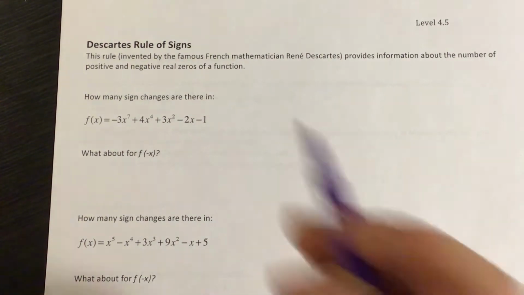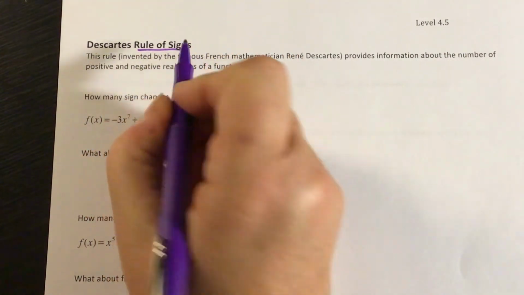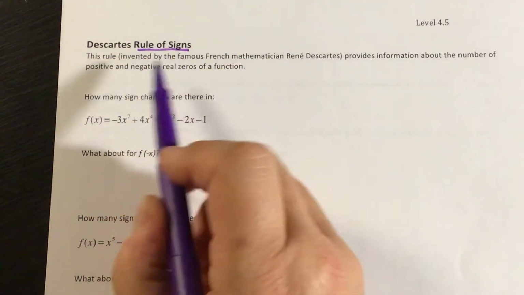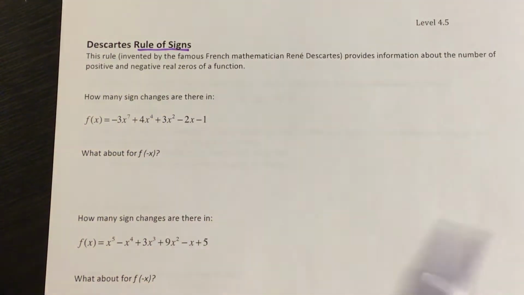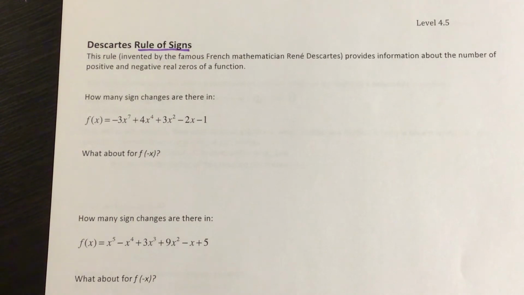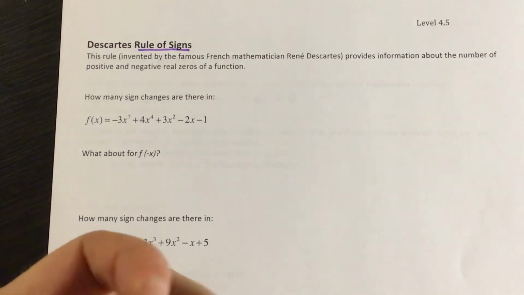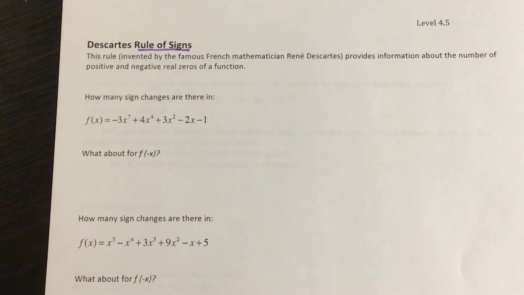The first one is called the rule of signs, and this was invented by a French mathematician named René Descartes, and he studied polynomials, and he found a pattern in terms of polynomials and the sign changes within a polynomial.